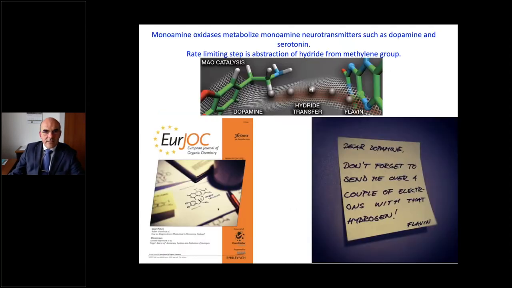So this is the message, the reaction proceeds like that. We have a methylene group vicinal to the neutral amino group. The hydride is detached, and hydride ion means proton plus lone pair. And flavin at position N5 picks up the hydride. So we appeared on the cover page of the European Journal of Organic Chemistry. We were very proud of that.